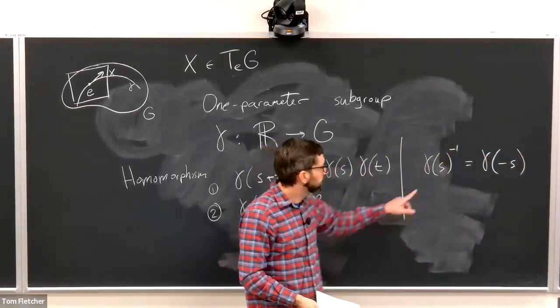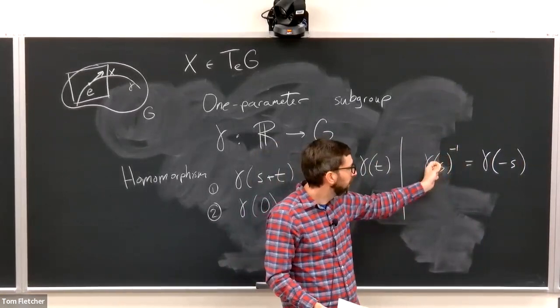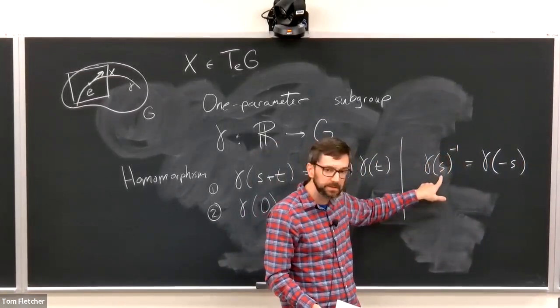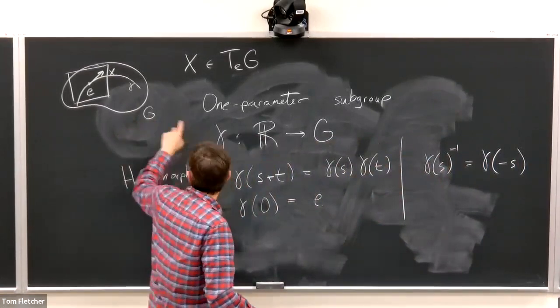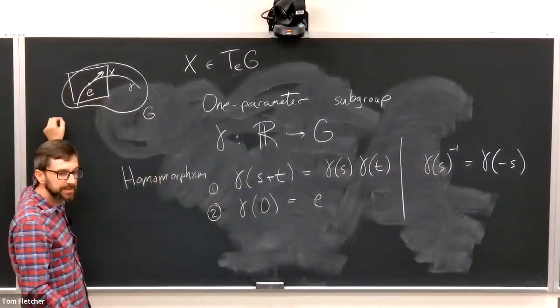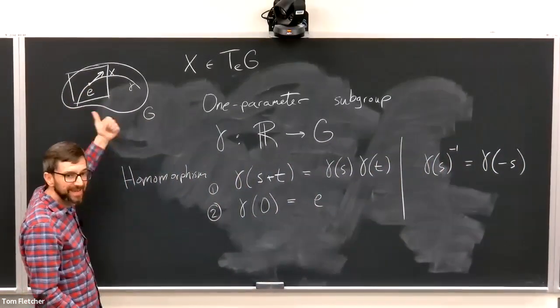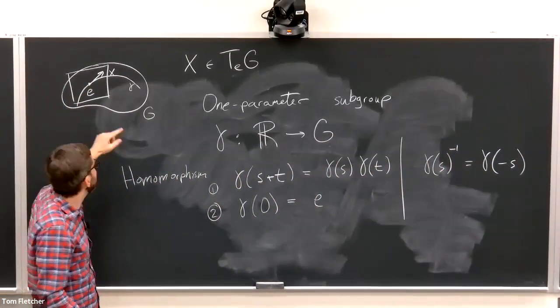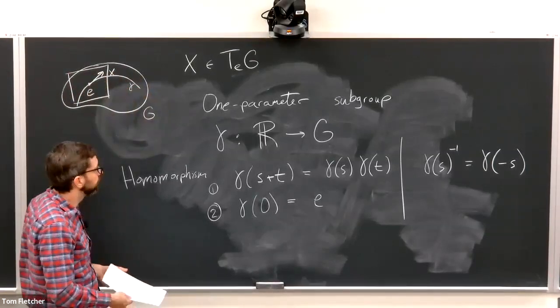So the inverse: if you're at some point, you go out to time S on the curve, and you want to invert that point in the group G under the group multiplication, then you just go the opposite direction, minus S along the curve, away from 0 in the opposite direction. And you'll get the inverse in the larger supergroup here.